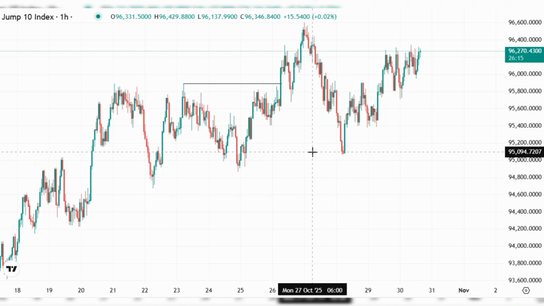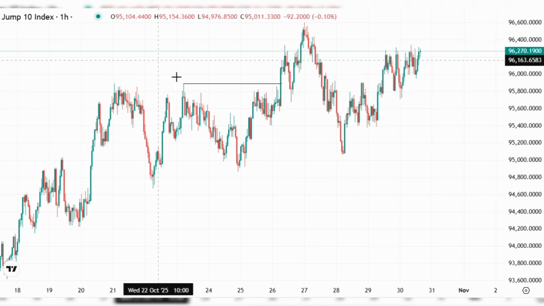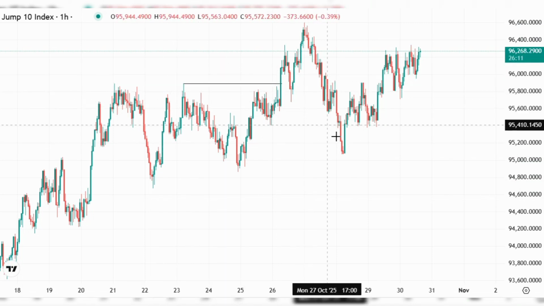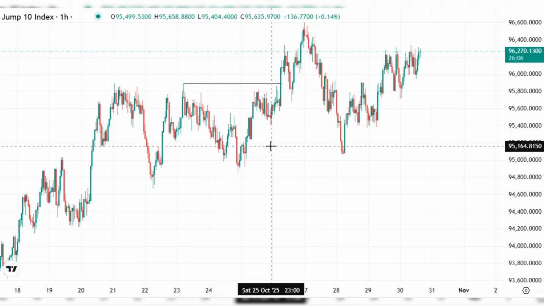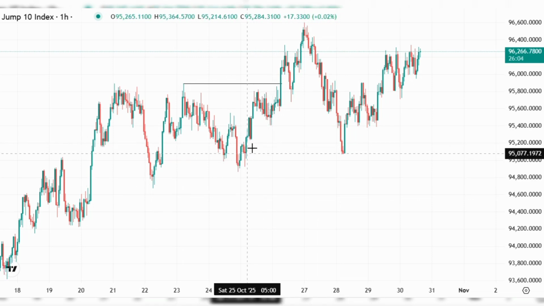So if you want to filter the order block, it must cause a break of structure in line with the market direction, and it should not be mitigated. Price should not mitigate it. And when I say mitigated, price should not tap on that particular zone right there.